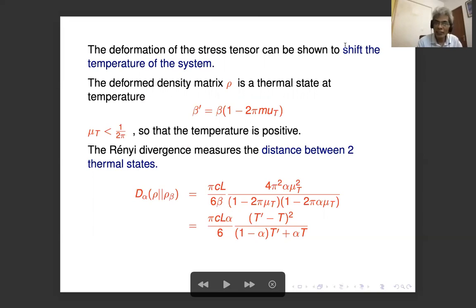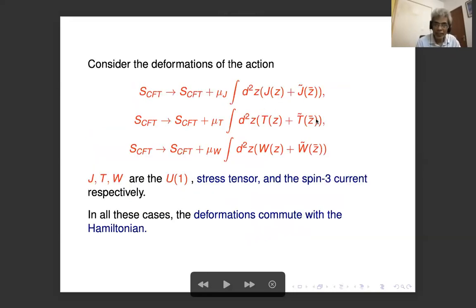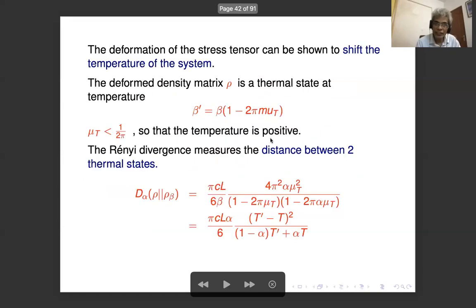So this deformation by the stress tensor, when you deform the theory by a stress tensor, it's natural, because the stress tensor is like shifting the energy. So it actually shifts the temperature. By holomorphic perturbation theory, deforming this action by the stress tensor and evaluating the partition function, you can show that the temperature shifts like this. So beta prime is related to beta with 1 minus 2 pi mu t.